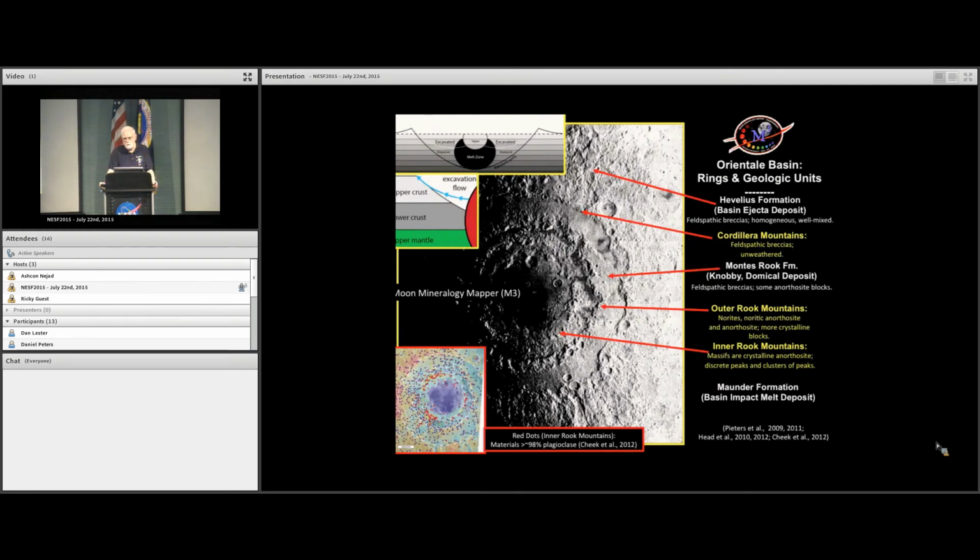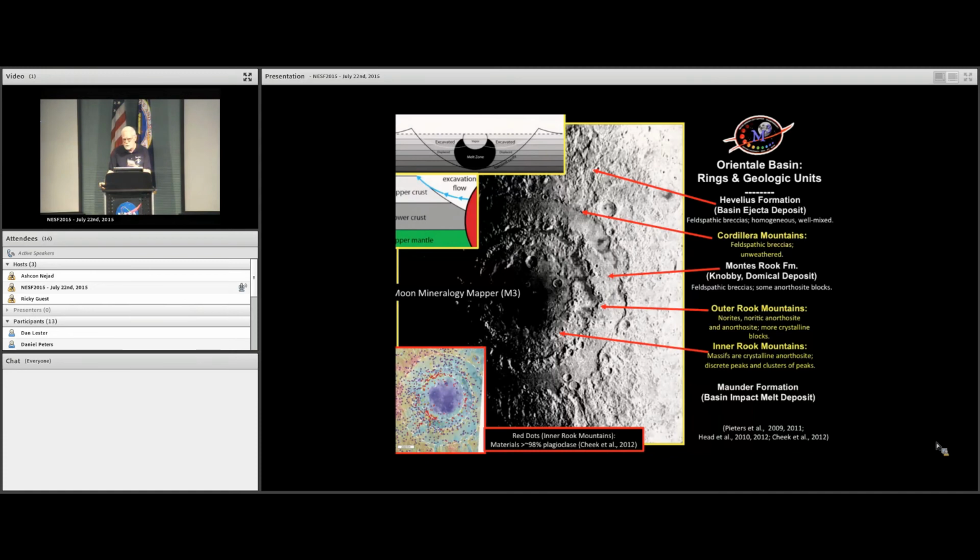We heard a little question about, were the Apollo 16 samples really representative? Well, here we can take a look at Orientale and, in fact, test these ideas. The Moon Mineralogy Mapper data, unbelievable. We can actually know where to go, what to do, what kind of rocks to take, what kind of tests we can have about crustal structure, as well as the origin of these rings.